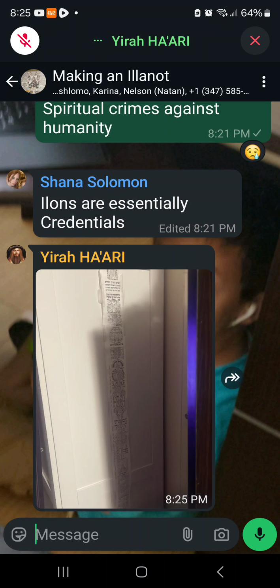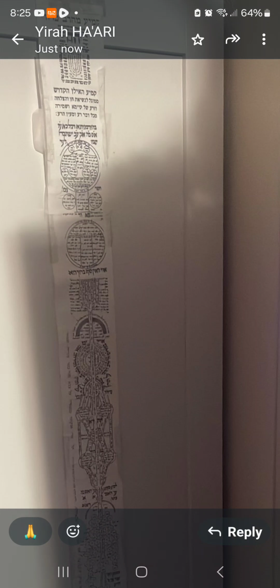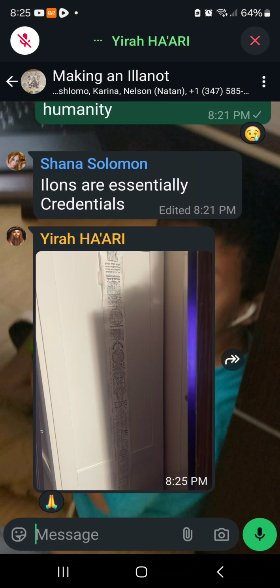I sent a photo into the group so everyone can get a look at that. This is written by the hand of Rav Keduri, right? He has an Ilan. Because he has an Ilan, he's qualified to talk about the subject. So when I go look at ancient Ilanot, I will see in their Ilans what he's written on his Ilan. Why? Because he's received the same tradition that goes all the way back to Har Sinai.